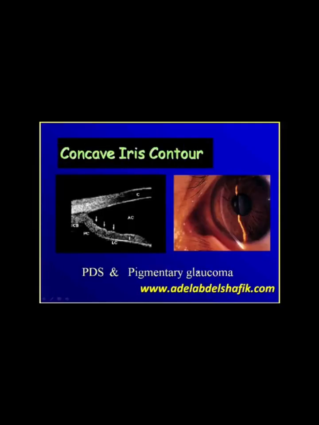A concave iris, you can see it in cases of pigment dispersion syndrome and pigmentary glaucoma. In this UBM, you can see that the peripheral part of the iris is concave. On the slit lamp, you can see that the central part of the iris is more pushed compared to the peripheral part of the iris. We can watch this video, and you notice that the central area of the iris is pushed more forward compared to the peripheral part. This is the concave appearance of the iris in cases of pigment dispersion syndrome. And if the tension is high, we call it pigmentary glaucoma.